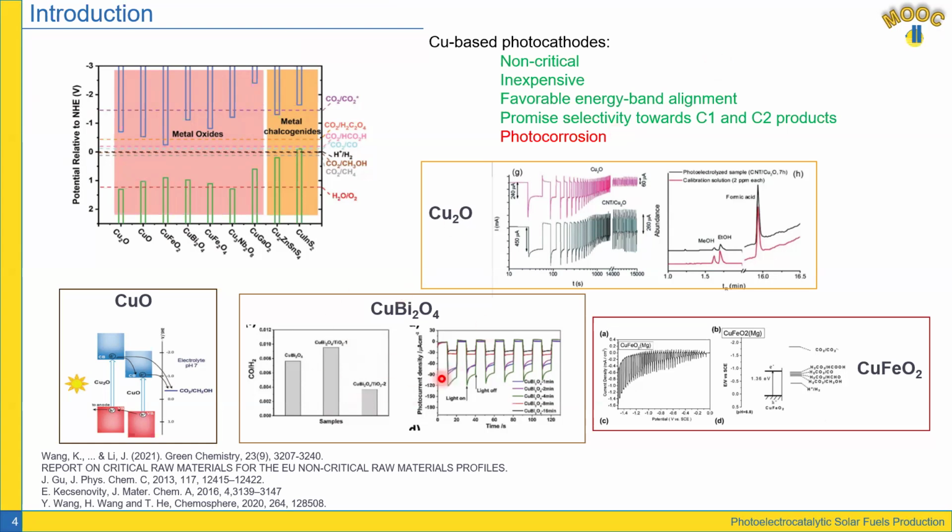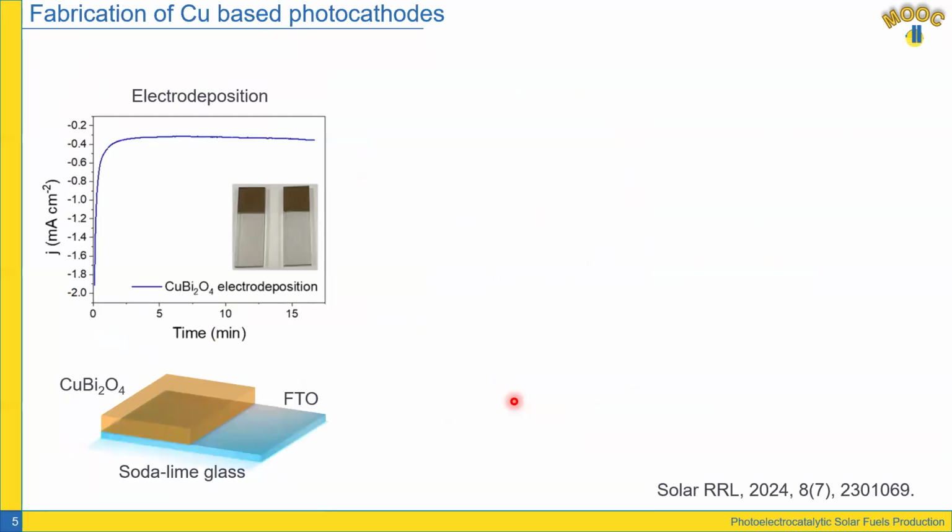But today we will employ one recent article that we have published in the framework of the HySolChem project regarding a copper bismutate photocathode for the hydrogen evolution reaction. In the fabrication of this copper-based photocathode, all the details, of course, are in the reference, but basically what we do is employ an electrodeposition technique.